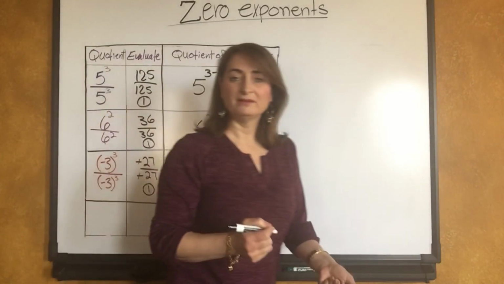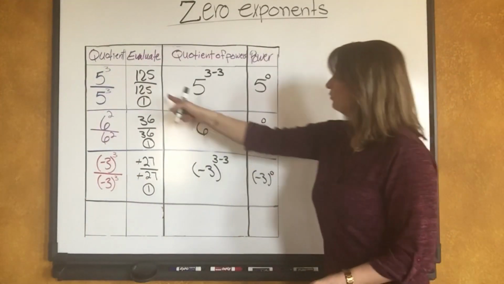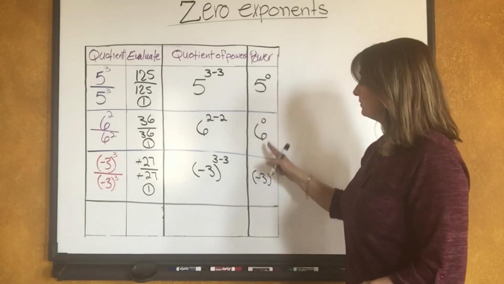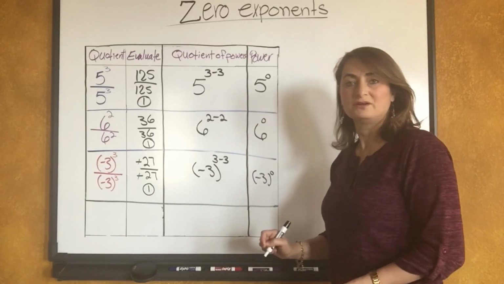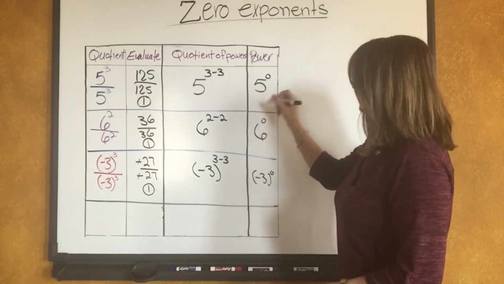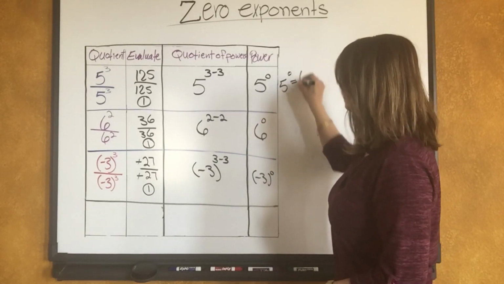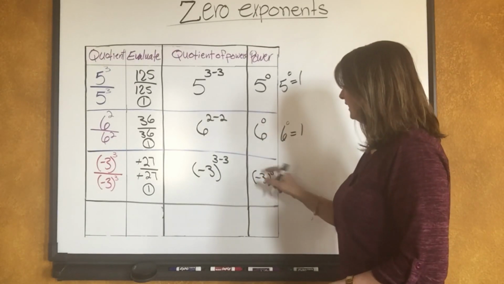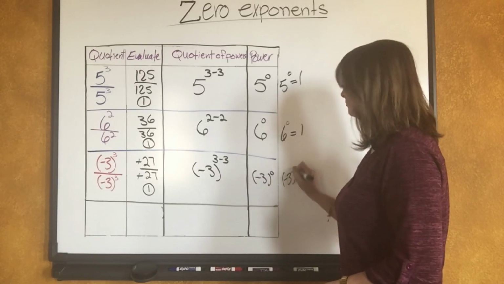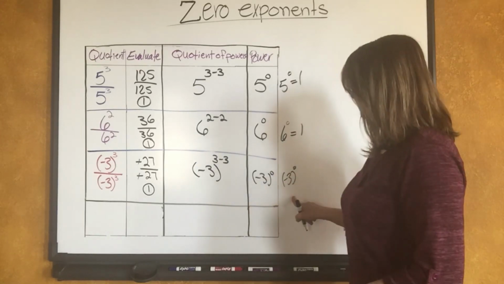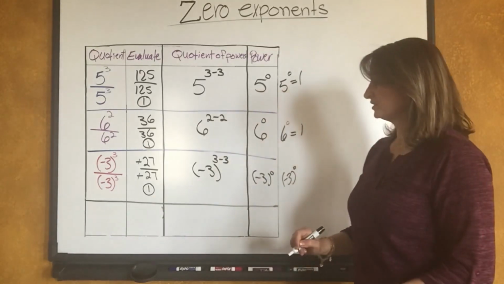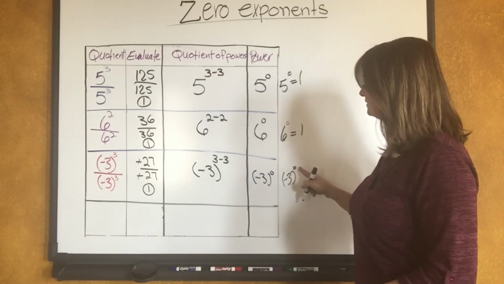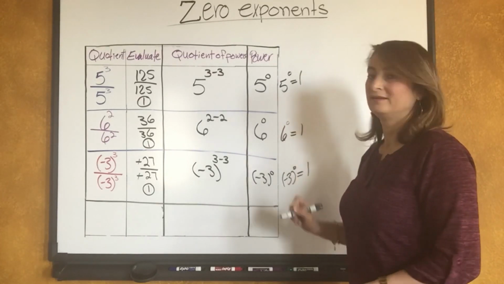Now let's see what happened when we evaluate. You got 1 when you evaluated those fractions or powers, but if you wrote them as a power, it gave you an exponent of 0, which tells you that 5 to the power of 0 equals 1. And 6 to the power of 0 also equals 1. Negative 3 to the power of 0 equals 1. And we proved that by dividing the quotients. So the zero exponent property states any base to the power of 0 equals 1.